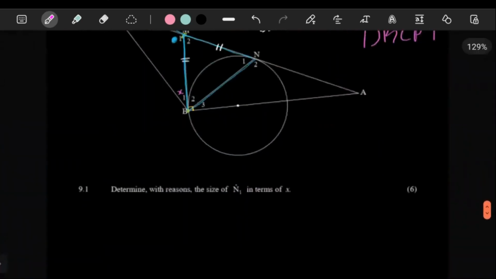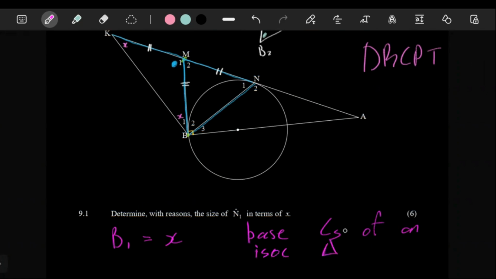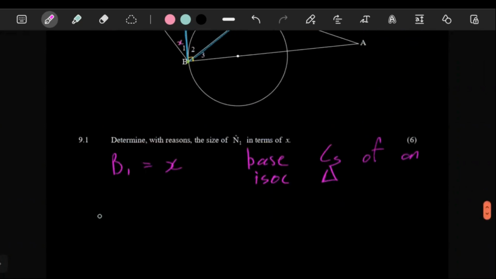So let's start by mentioning that we know that this is equal to X, because it's going to help us write M1. B1 is also equal to X. The reason is base angles of an isosceles triangle. M1 is then going to be equal to 180 degrees minus 2x.